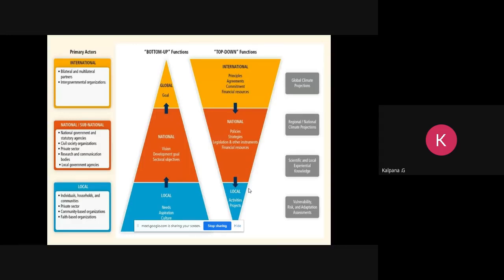Here we set the policies that should be followed, rules and regulations that need to be followed throughout the organization. And at the last, bottom level, it is about the activities and the projects that are actually being implemented. So this is how the top-down approach works. So we are going to talk in terms of the agreements, principles, overall goal, and then in terms of policy, strategic goals, and then we are going to talk about the projects.